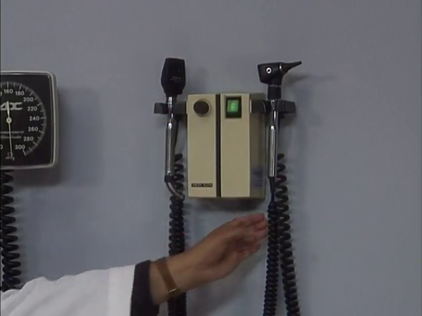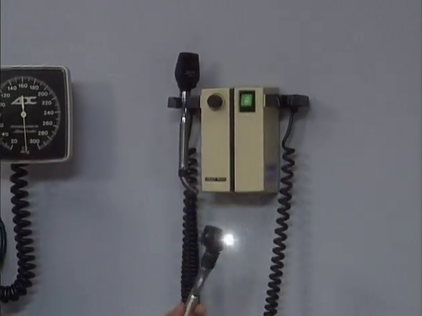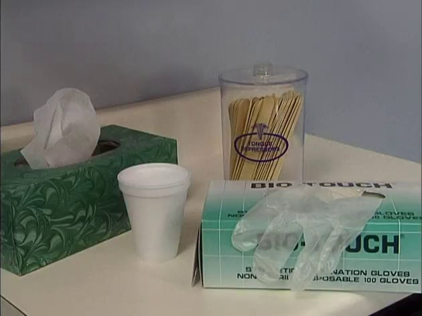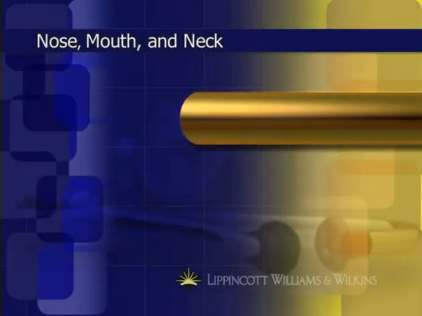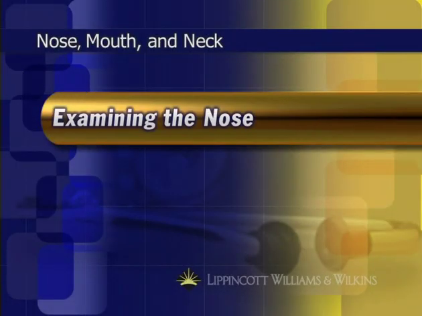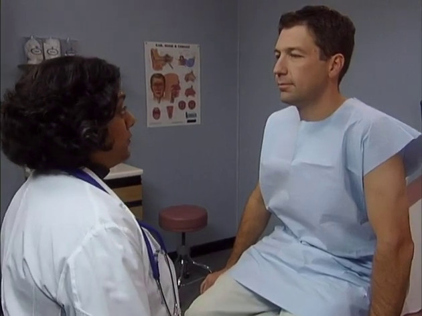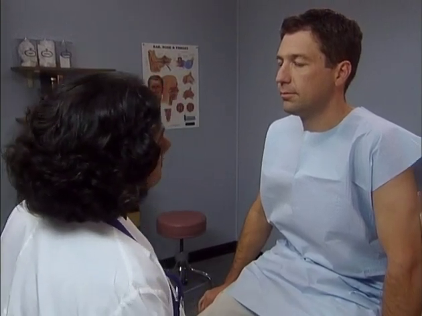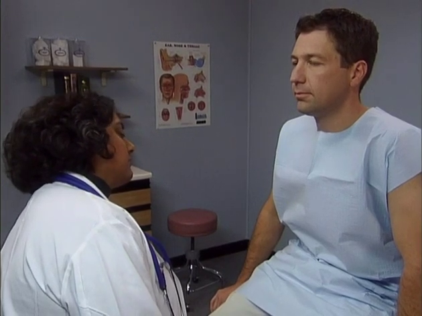Before you start your examination, make sure the examination equipment is within easy reach, including otoscope, tongue blades, and gloves. Begin by inspecting the anterior and inferior surfaces. Note asymmetry or deformity. Some asymmetry of the two sides is normal.